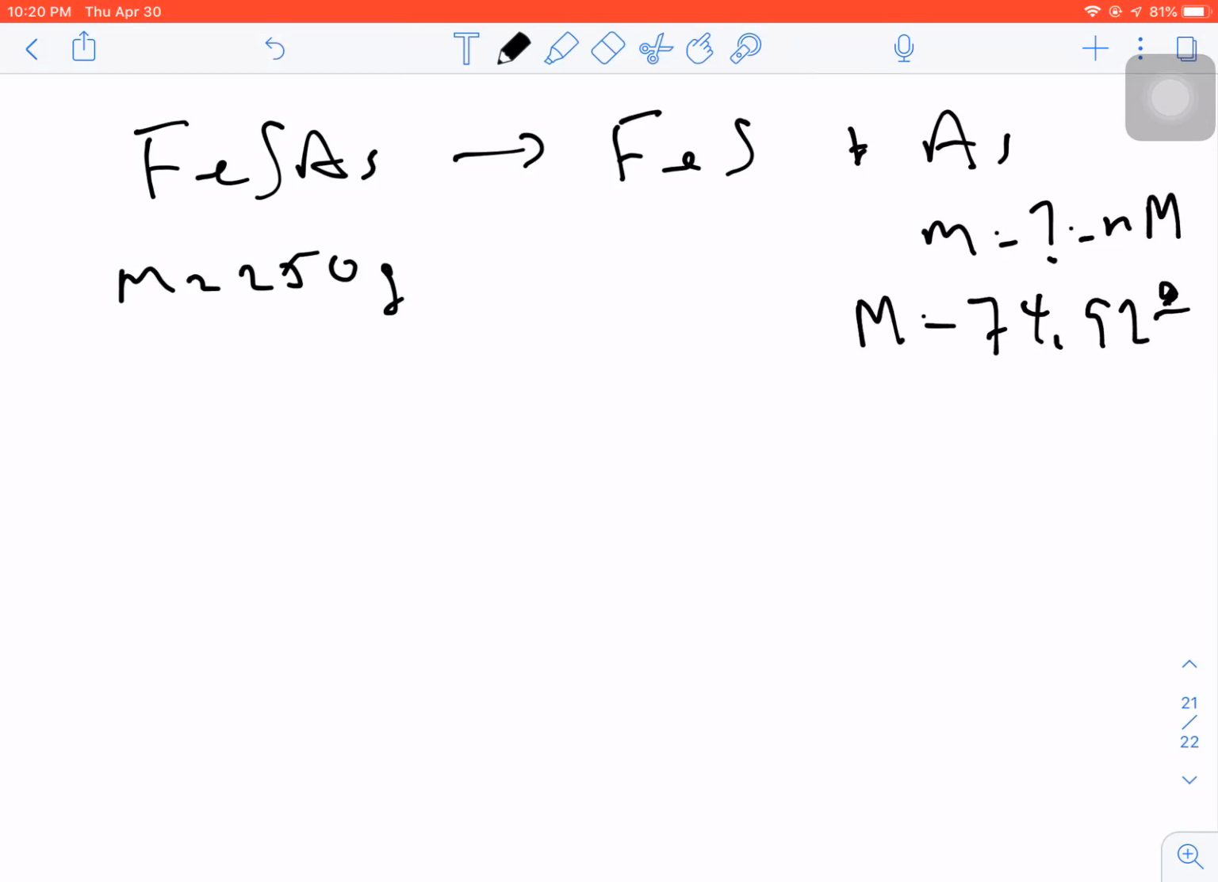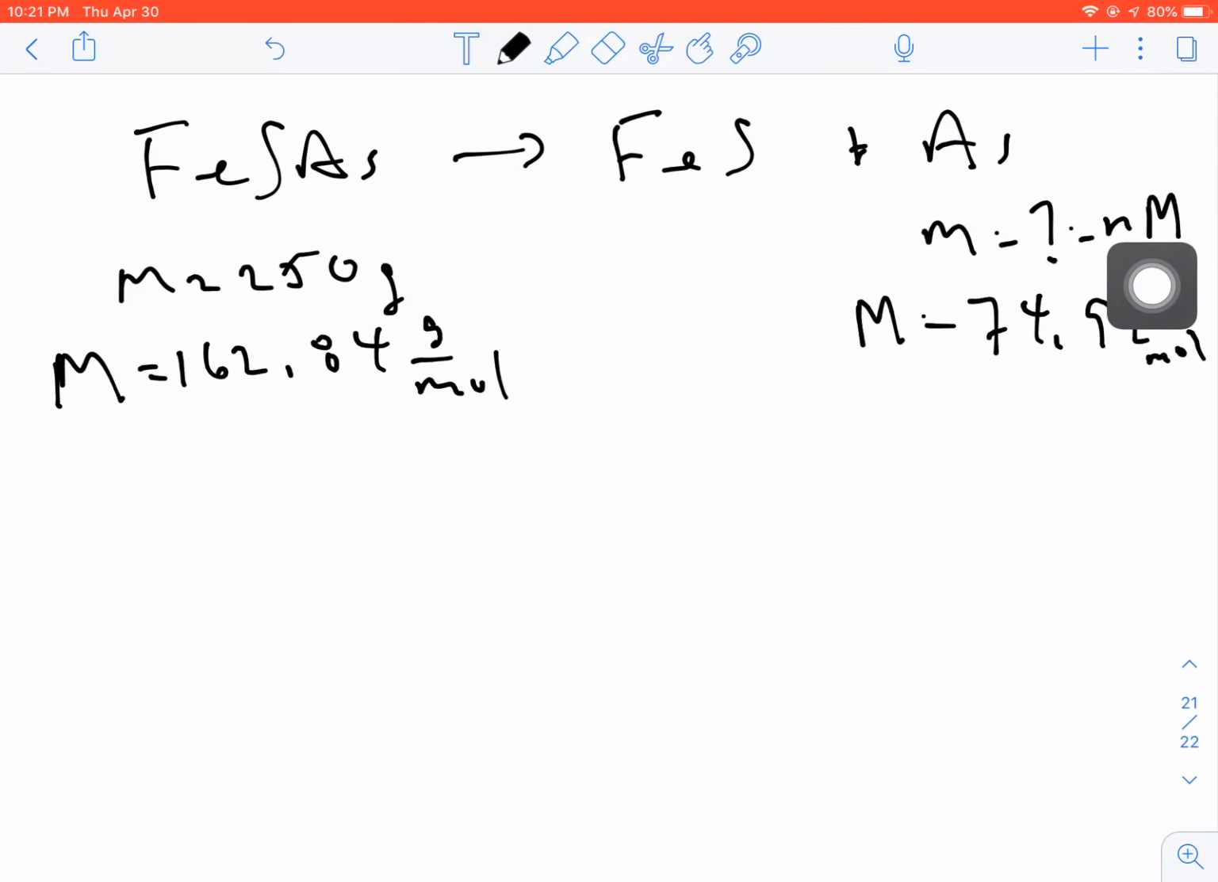Grams per mole. And if I look at the molar mass of my ore, I'm going to have iron, which is 55.85, plus sulfur, which is 32.07, plus the arsenic, which I know is 74.92, and I'm getting a molar mass of 162.84 grams per mole.